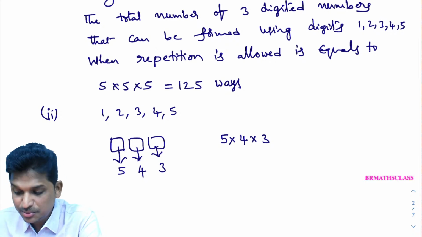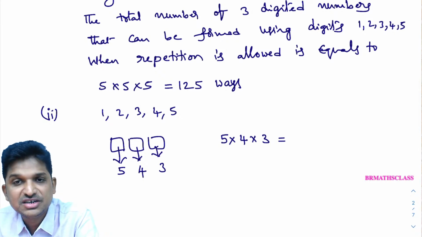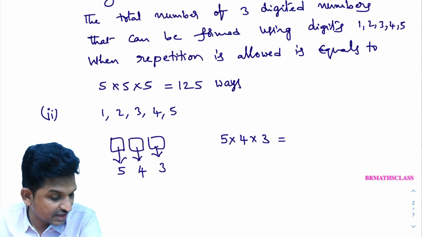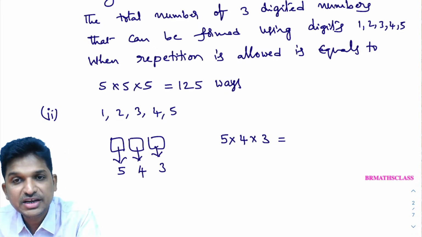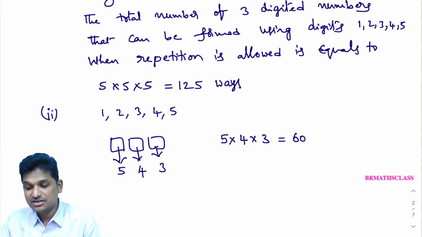By the fundamental principle of multiplication, the total number of 3-digit numbers that can be formed using the given digits 1, 2, 3, 4, 5 when repetition is not allowed is 5 into 4 into 3. 5 into 4 is 20, 20 into 3 is 60. So the number of 3-digit numbers that can be formed using the given digits when repetition is not allowed is 60.